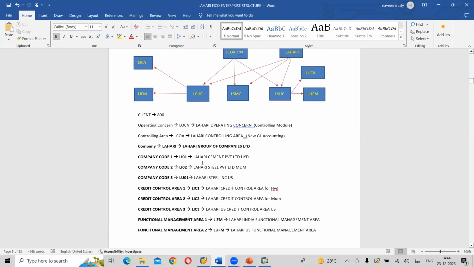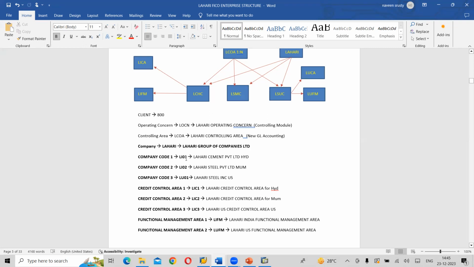You can write here: company code 1, Lahari Group of Companies. Our company name is Lahari Group, but we have 3 company codes. Why are we creating a group of companies? Because the member company codes are free, so for consolidation purposes, we need this company mandatory. Company code 1, we are naming it as Lahari Indian first company, so LI01. Understood, right? What is LI and 01?